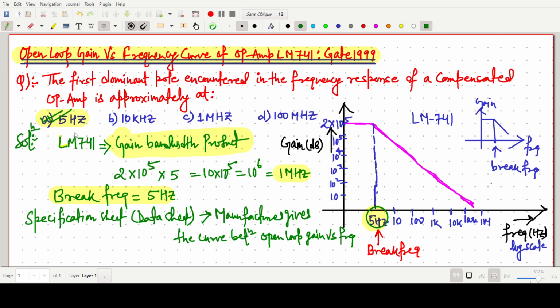This is a very simple question, but we have to know what the break frequency should be, and that the gain bandwidth product of an op-amp is constant, which is 1 megahertz. So this is all about this question.